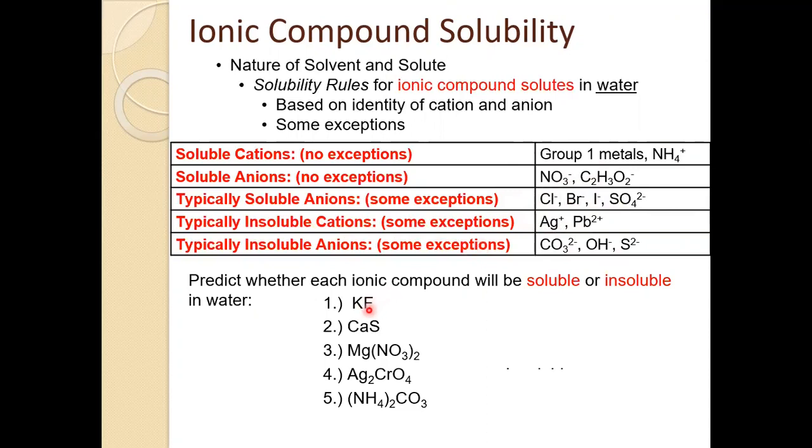So we have potassium fluoride. Potassium, notice, is a group 1 metal. So because it's a group 1 metal with no exceptions, we can predict and accurately predict that potassium fluoride should be a soluble substance. We don't have a rule regarding fluoride, but it doesn't matter because if potassium is a cation with no exceptions, the potassium fluoride substance would be soluble.